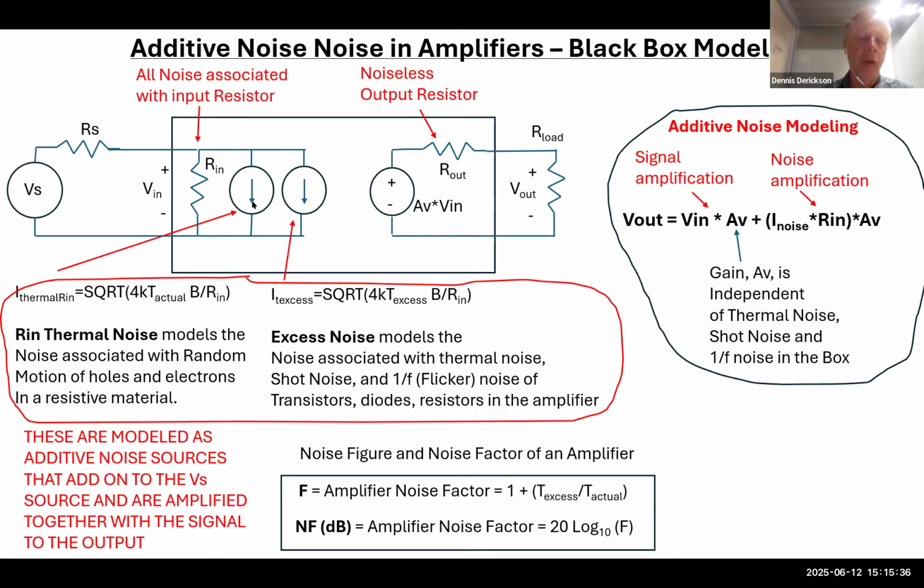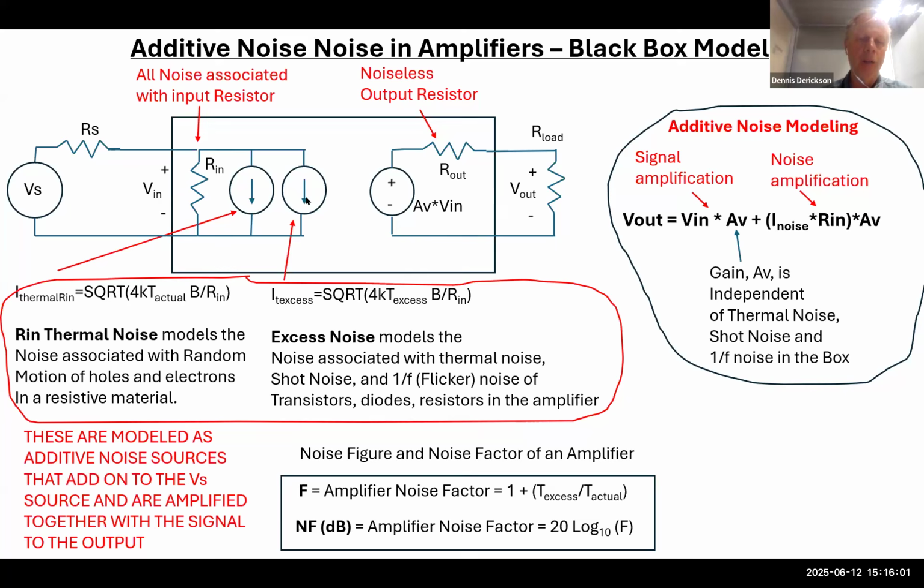The first noise source we're going to look at is going to be a thermal noise. We're going to say that this input resistance of the black box has thermal noise. And here is a formula for thermal noise, that the RMS value is going to be the square root of 4 times K times T actual, the real temperature of that resistor, times the bandwidth divided by the input resistance.